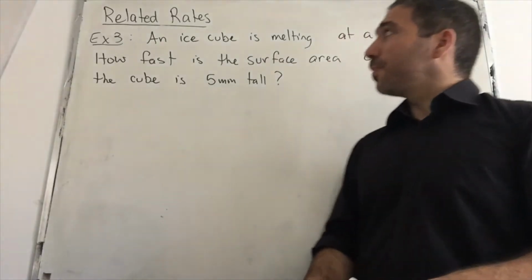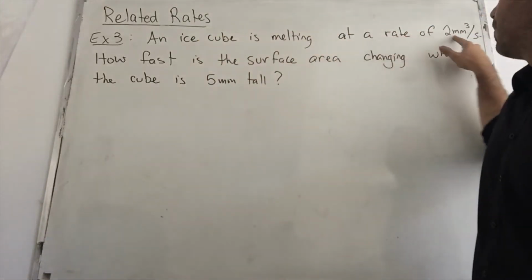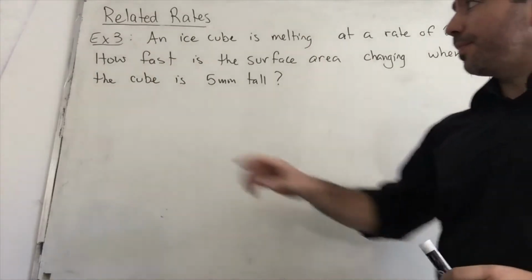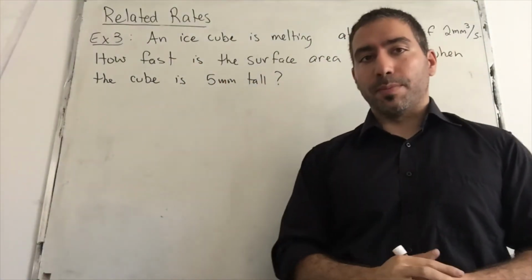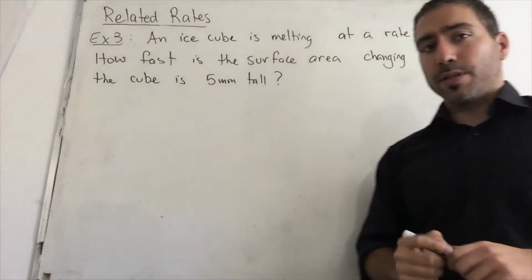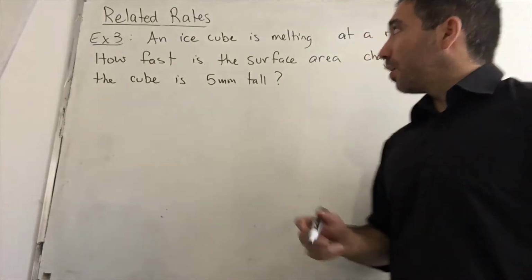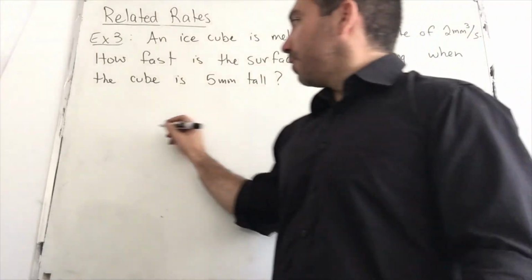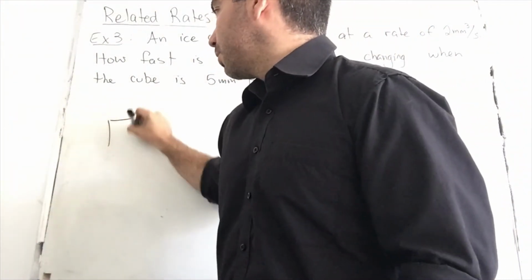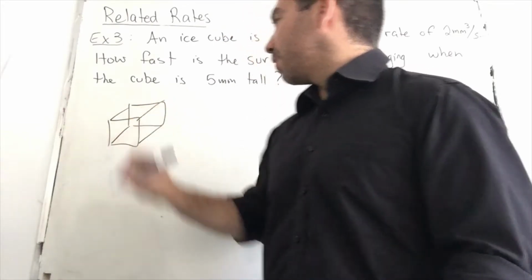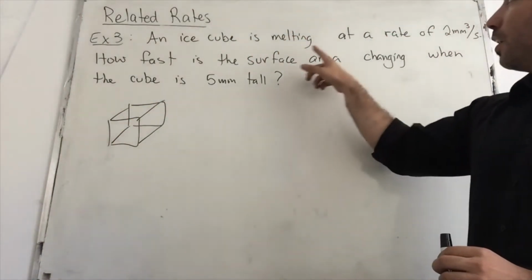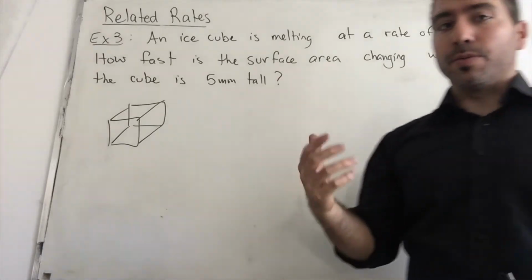So in this next example, we have an ice cube which is melting at a rate of 2 millimeters cubed per second. How fast is the surface area changing when the cube is 5 millimeters tall? Let's go ahead and solve this. So let's draw our ice cube. It's a cube. So we have a square, square, connect them. So this is our ice cube. And it's melting at a rate of 2 millimeters cubed per second.